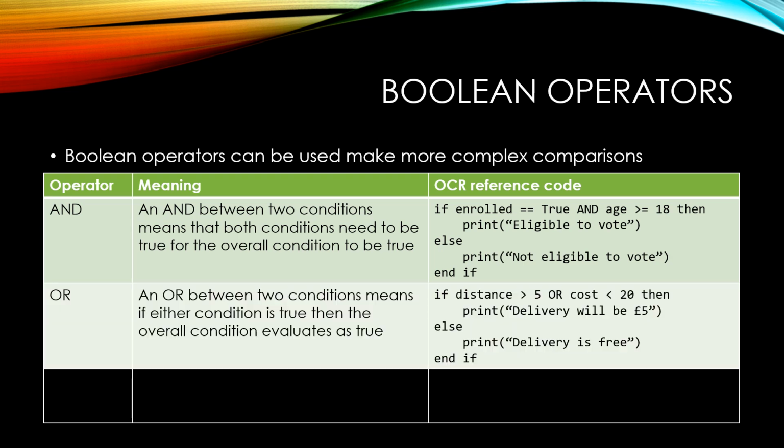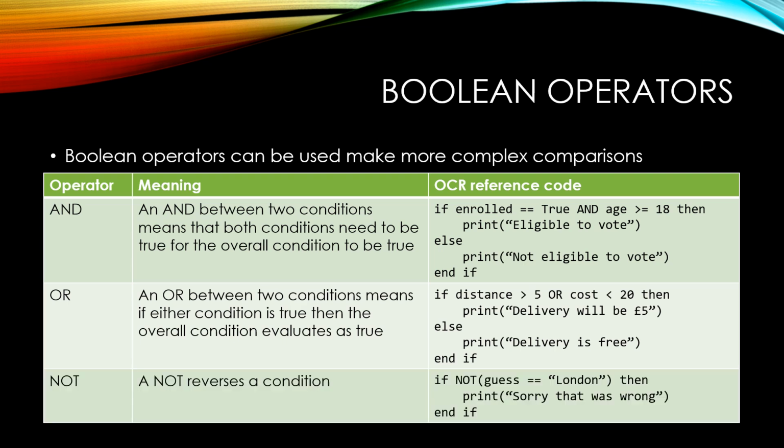With an OR between two conditions, it means if either condition is true, then the overall condition evaluates as true. In this example, if distance is greater than 5 or cost is less than 20, if either condition evaluates as true, then the whole thing evaluates as true and it would print delivery will be £5. Only if both are false would it say delivery is free.